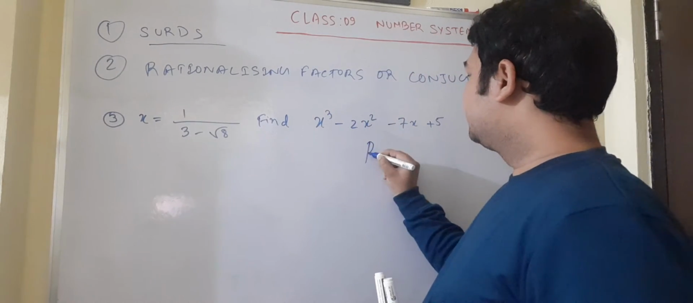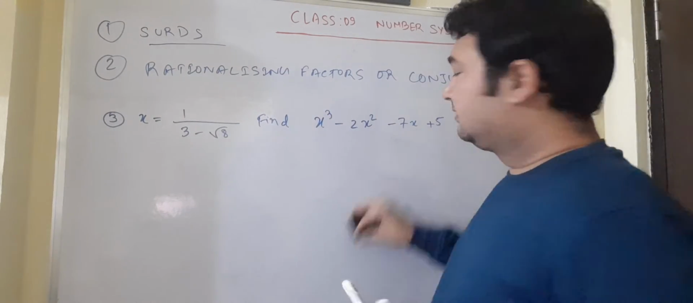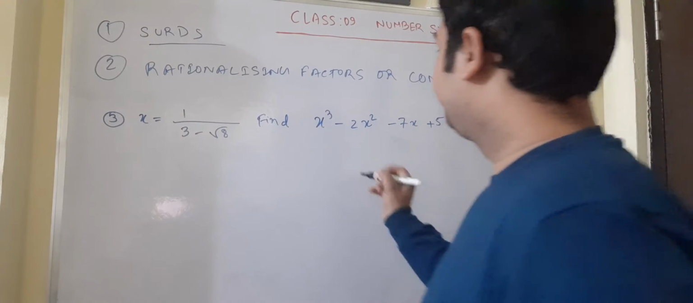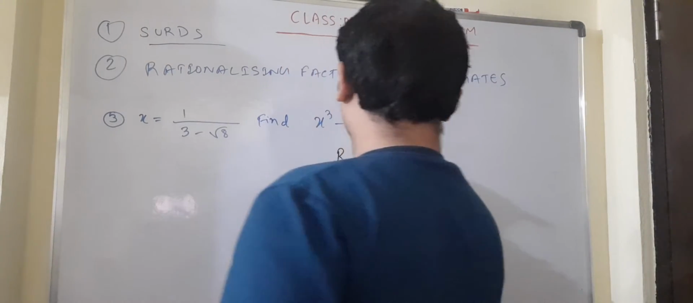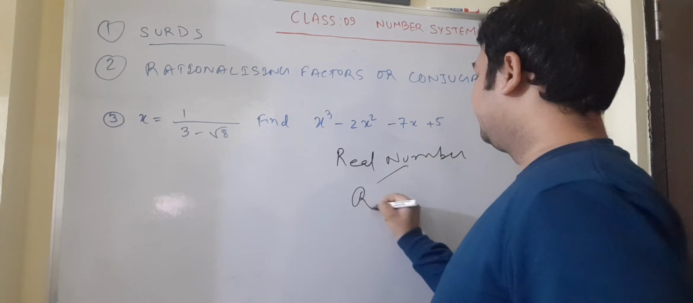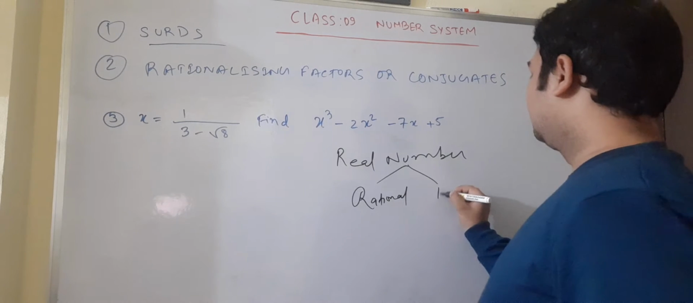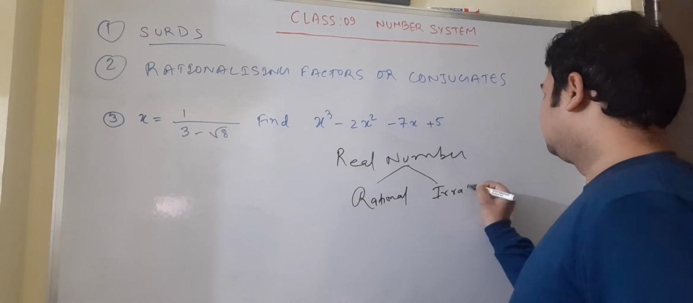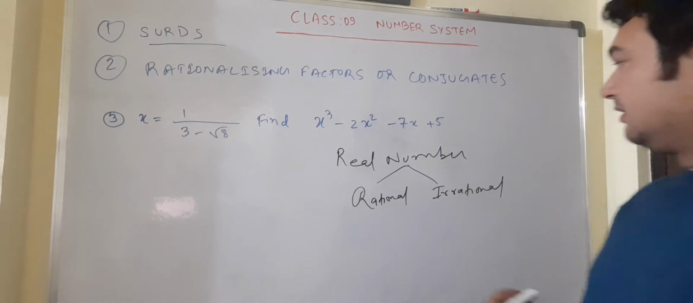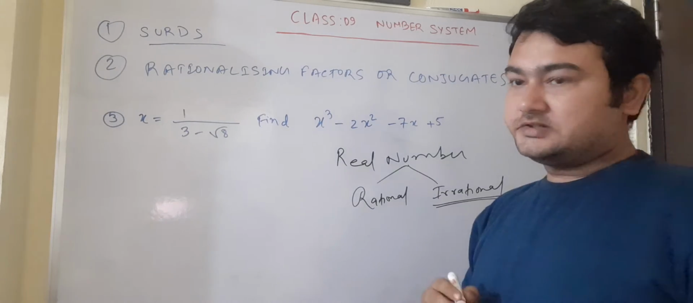See, a real number can be expressed as a rational number or an irrational number. Surds come under irrational numbers.